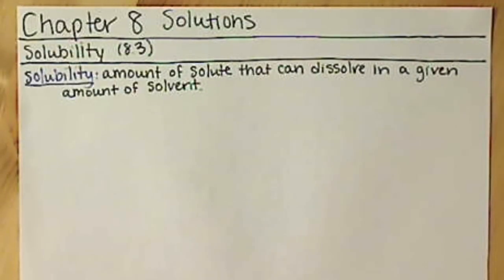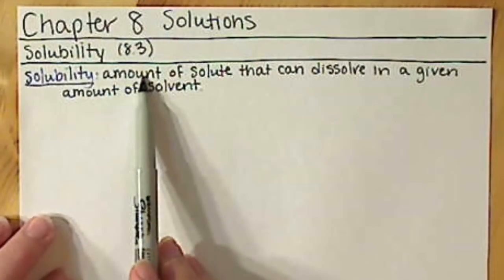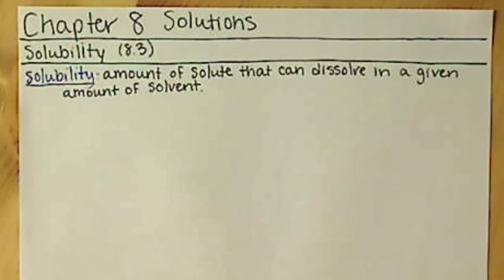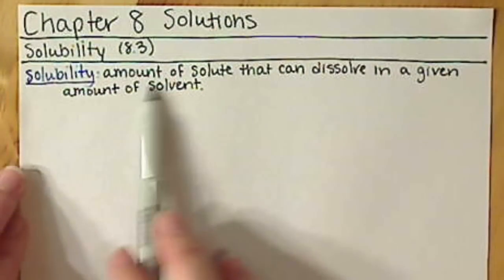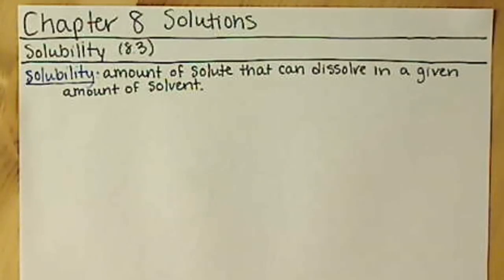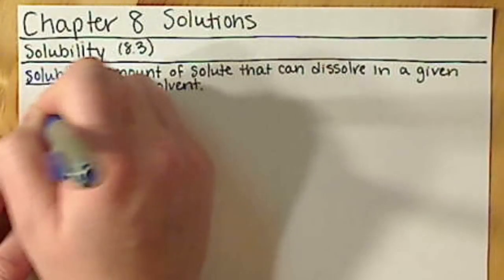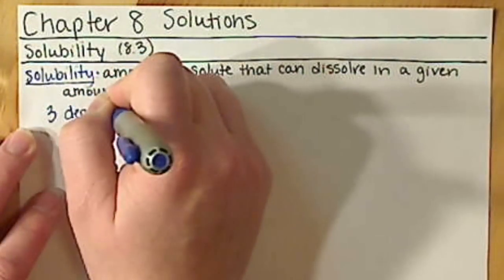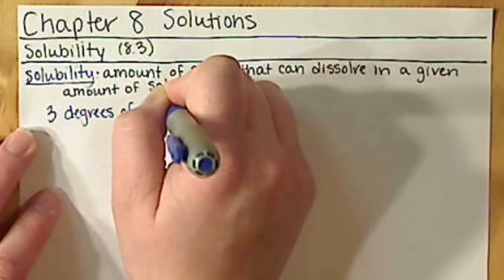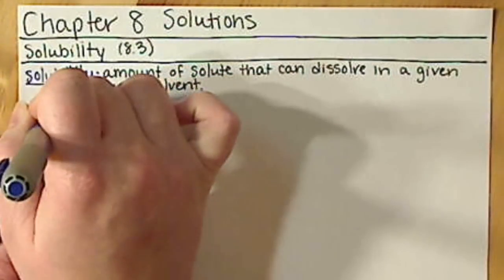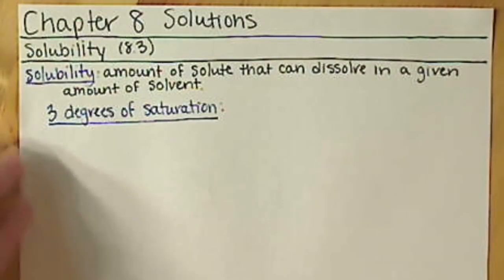And depending on what your solute and your solvent are, the solubility, this amount that you can dissolve, is going to vary from compound to compound. Now, when we have solutions that have a certain amount of solute in them, we have three different variations of solubility, three different classifications or levels, another term would be three degrees of saturation. Again, these are just ways to describe a solution.